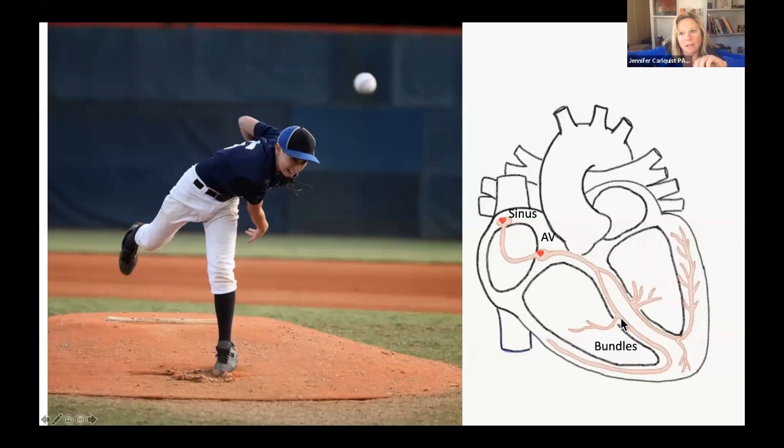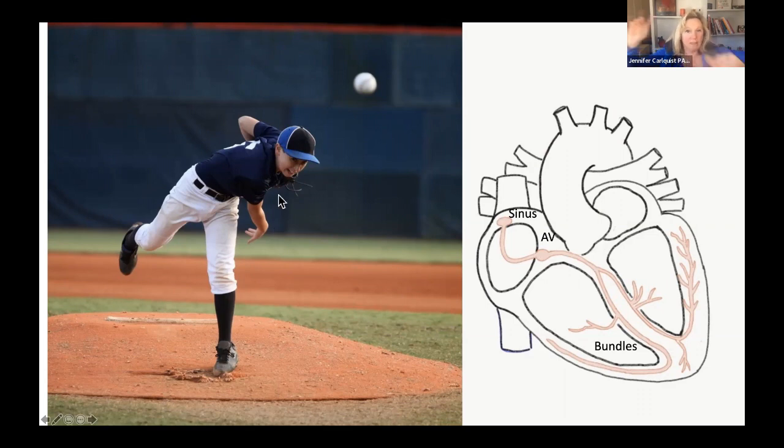And then it'll go down the bundles. Okay, it'll go down the bundles. And that's normal. Now, if you ever wondered, well, actually, let me ask you, why does the sinus node get to run the heart? Like, who put the sinus node in charge?